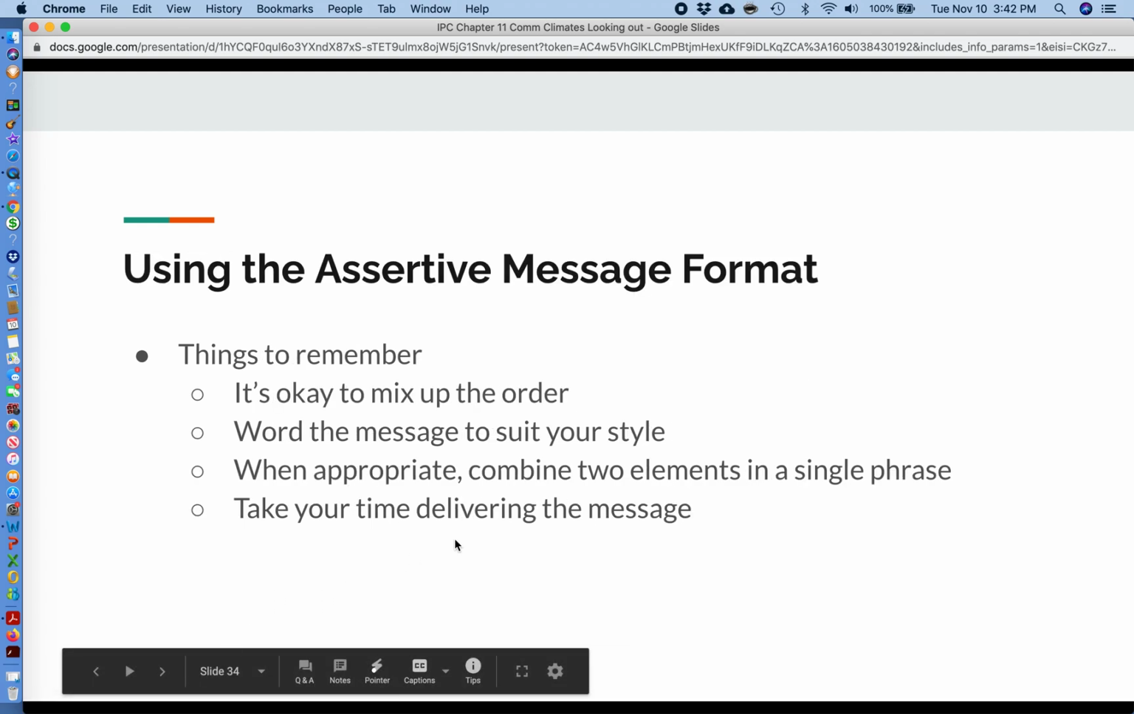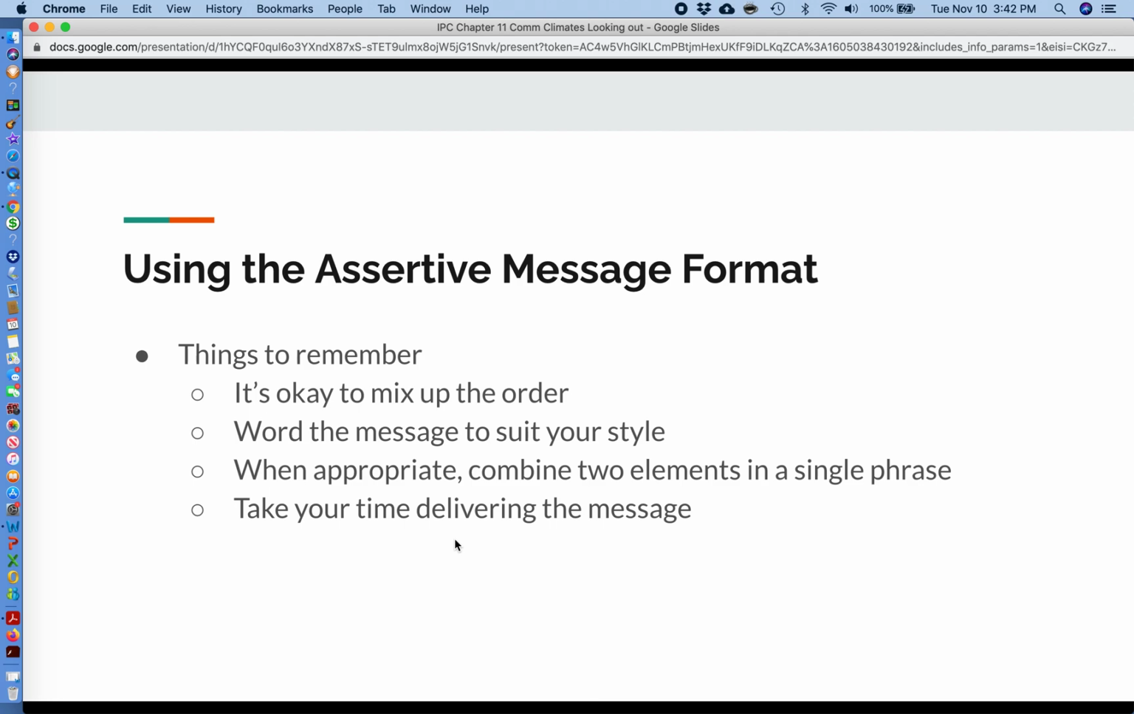All right, so things to remember if you're going to use AMF. It's okay to mix up the order of your statements, right? And you can word your messages to suit your style. You don't have to be as formal as some of these examples. And if it's appropriate, you can combine two different statements in a single phrase, right? You can combine them all into a single phrase if it works. And take your time delivering the message.